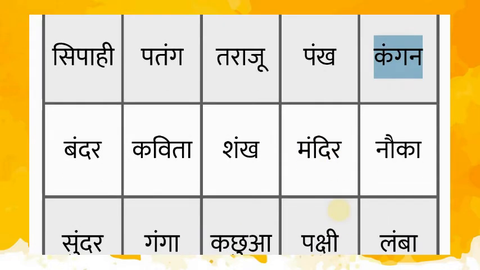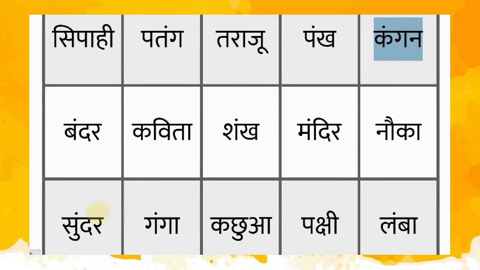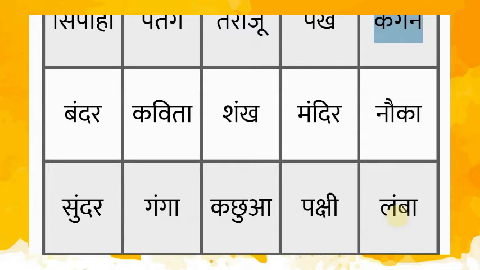Now come to the fourth line. See the first spelling Sundar. So this is also related to Anki Matra and you have to round up this spelling. See the second spelling Ganga. So this is also related to Anki Matra and you have to round up this spelling. And come to the last spelling Lamba. This is also related to Anki Matra and you have to round up this spelling.